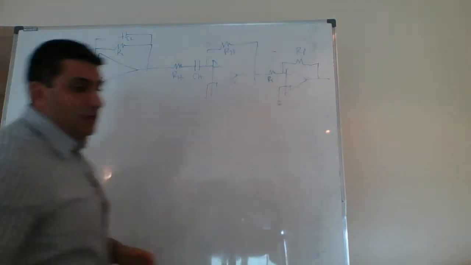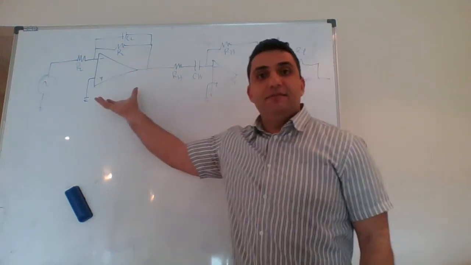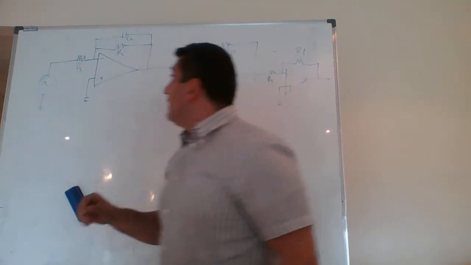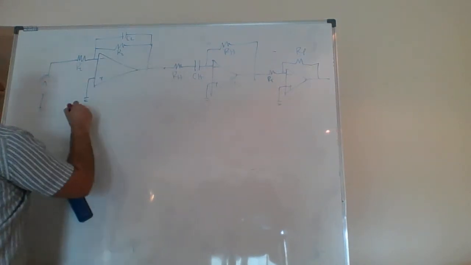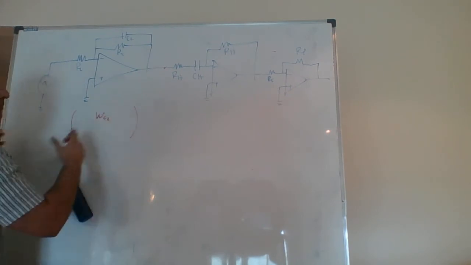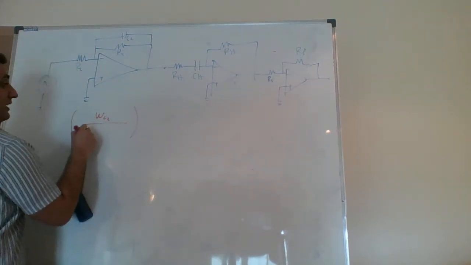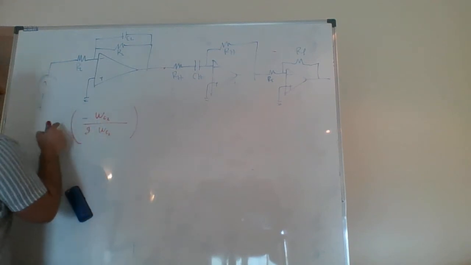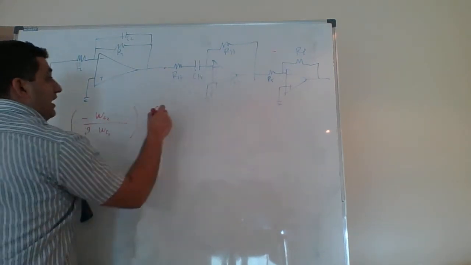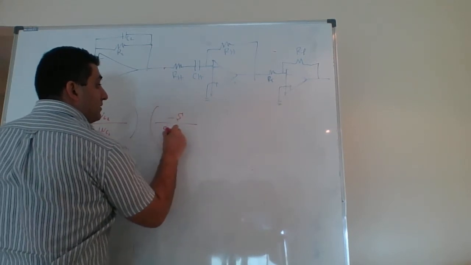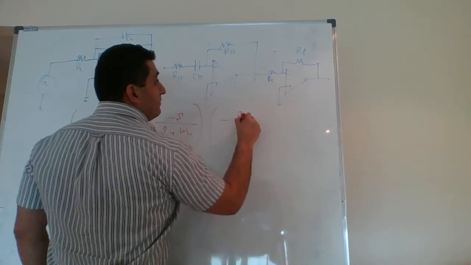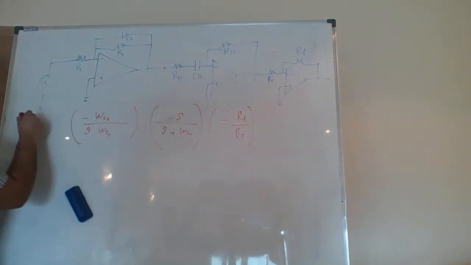What I've done now is, as I said before, I need a low pass filter, then a high pass filter, and then a gain if it's required. Low pass filter in here, this output in here. It's equal to omega C2 divided by S plus omega C2. K is 1 because they must have the same resistors. Then this will have S divided by S plus omega C1, because it's for the band pass, and at the end I have minus RF over RI for the gain, and this is my H of S.